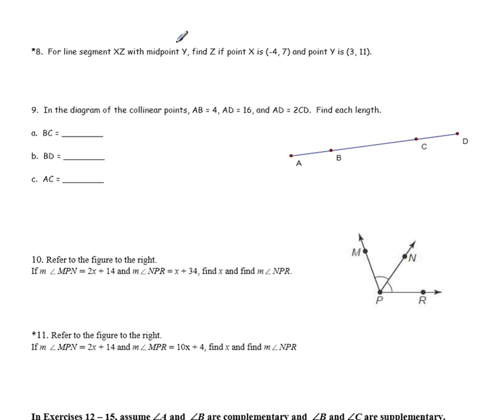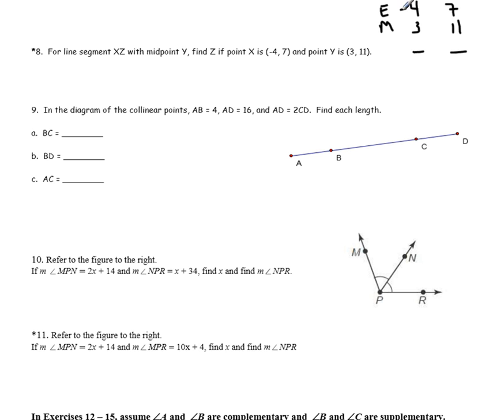Okay, for line segment XZ with midpoint Y, find Z if point X is negative 4, 7. So that's one of our endpoints, the negative 4, 7. Okay, then the midpoint, point Y is the midpoint, goes to 3. And then we don't know what the other endpoint is. Over here for the Y's, we go from 7 to 11, and we don't know what the other endpoint is.